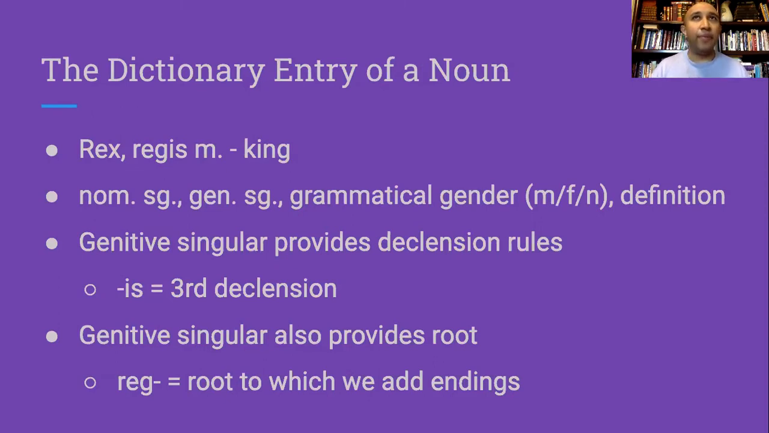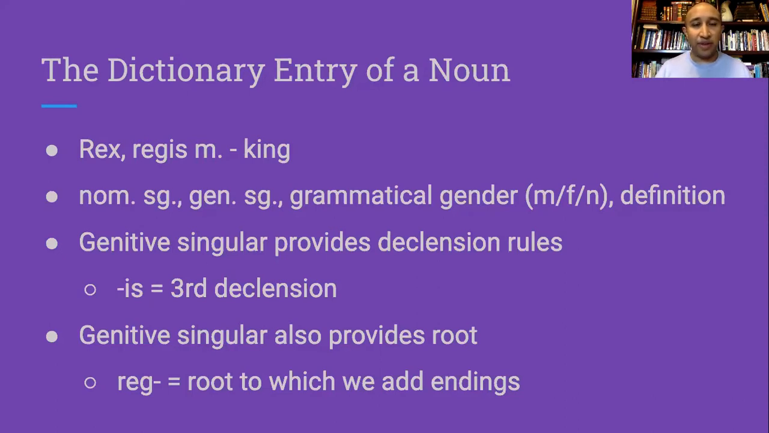Okay, and we're going to talk about adjectives and pronouns in more detail later. But what I want to talk about first is nouns. Okay, so we have this noun, rex regis, right over here, and how it would appear in a Latin dictionary. Okay, and we call this the dictionary entry of a noun. And this dictionary entry is going to give you a lot of key information that tells us about how this noun is going to change in order to illustrate its change in function and therefore its change in meaning.